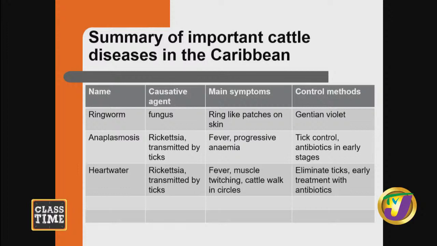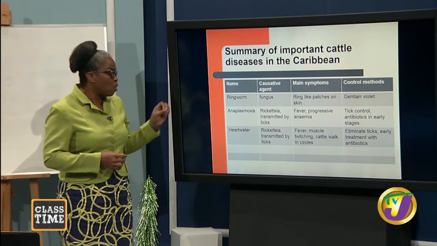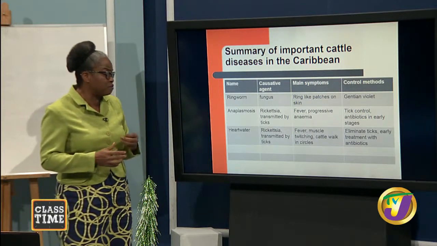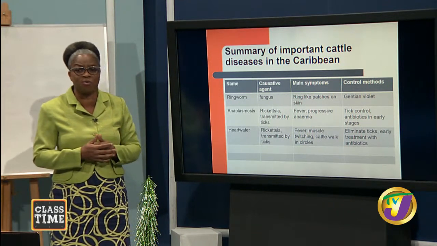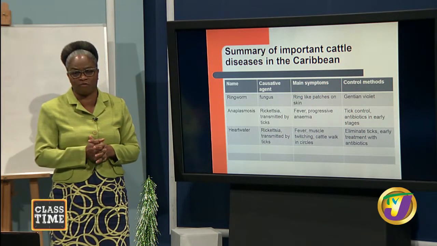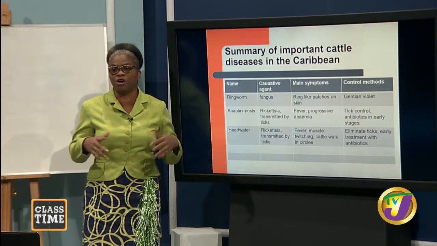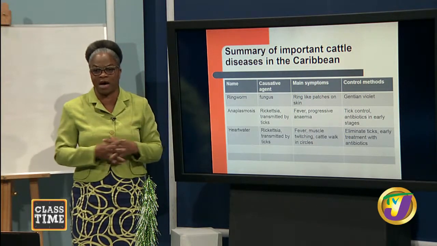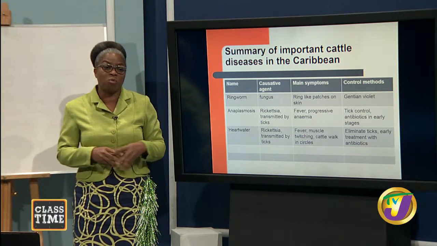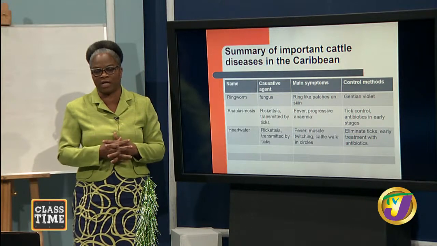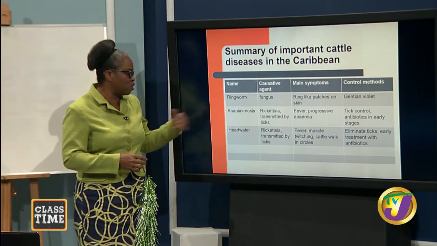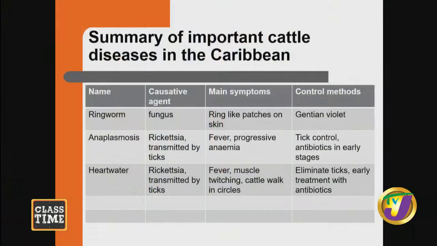So when we talk about tick control, we can either spray the animals or pass them through a dip. Once the animal comes down with tick fever, you have to be very, very careful because the animal is losing blood. They are going to become very weak and it's going to affect their productivity. And you know that in Jamaica, once you're raising cattle out there, if you're going to those pastures, you're going to be seeing ticks. But we want to ensure that your animals are always protected at all times so that they'll never develop this condition called anaplasmosis.